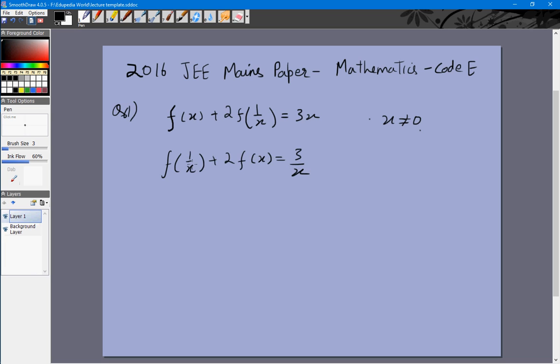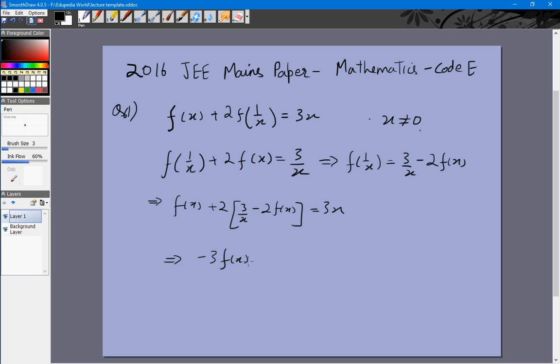And from these two we can eliminate f of 1 by x to get f of x. This gives me f of 1 by x is equal to 3 by x minus 2fx, which means f of x plus 2 times 3 by x minus 2fx is equal to 3x, which means this is minus 4, so minus 3fx is equal to 3x minus 6 by x, which gives us f of x is equal to 2 by x minus x.